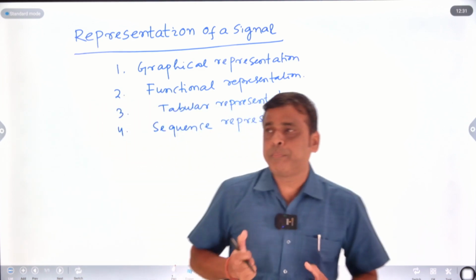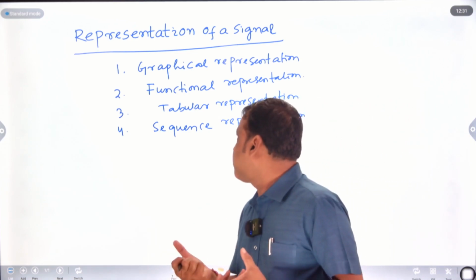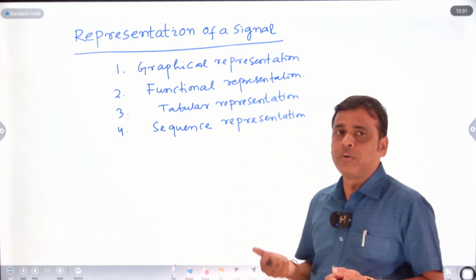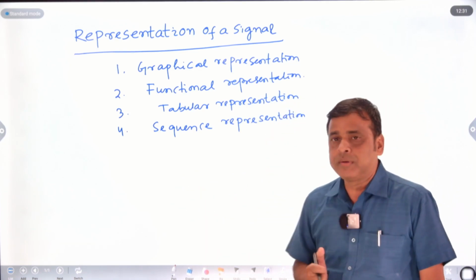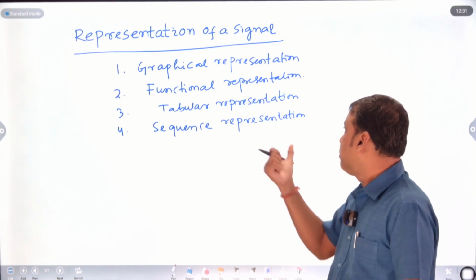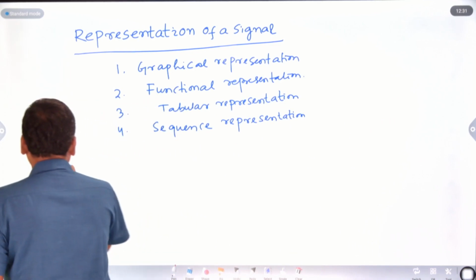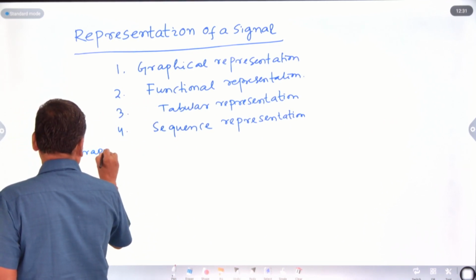First of all, how you represent the signal is very important. If a signal is expressed in either of these four forms, maybe graphical representation, maybe functional representation, maybe tabular representation, and maybe sequence representation. So what does it mean? We will go through one by one. First, number one, that is the graphical representation.